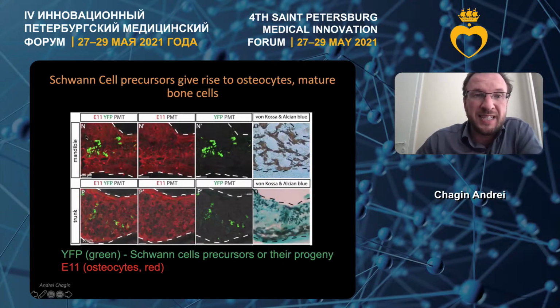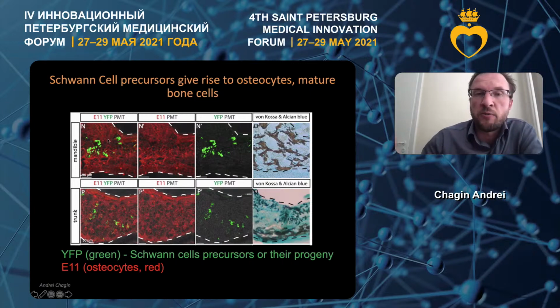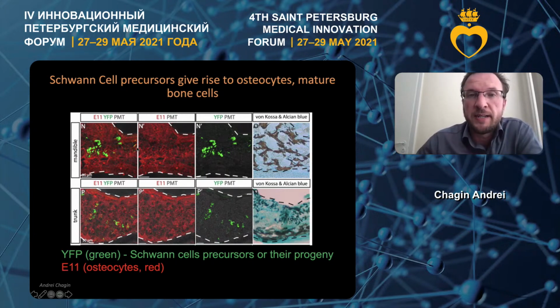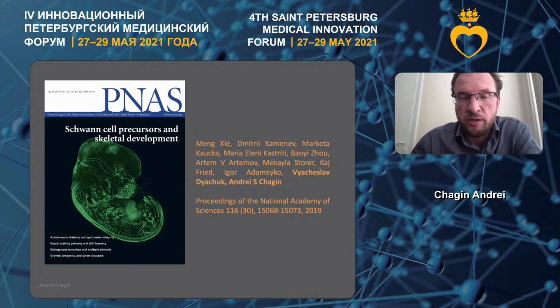And here we can also see that if we label, we can see the green cells inside the bone area using another staining for osteocytes, which are the most abundant cells in the bone. And you can see a lot of green cells, which means that they originated from Schwann cell precursors, contribute to the bone tissue in the animals. So that allows us to conclude that Schwann cell precursors contribute to generation of osteo and chondroprogenitors.